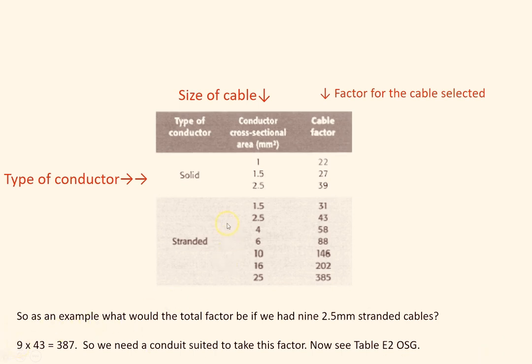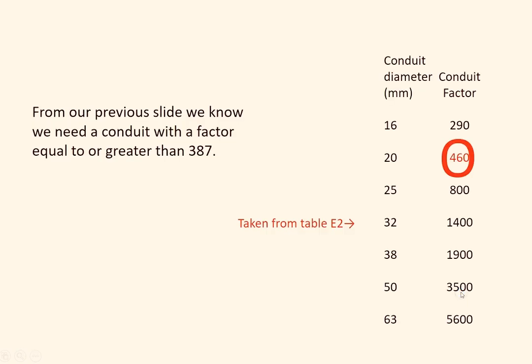I can find a factor of 43 for 2.5. I've got a factor of 43 there. 9 times 43 equals 387. So I need a conduit suited to take this factor. So if you have a look at table E2 in your on-site guide, you will actually find this.